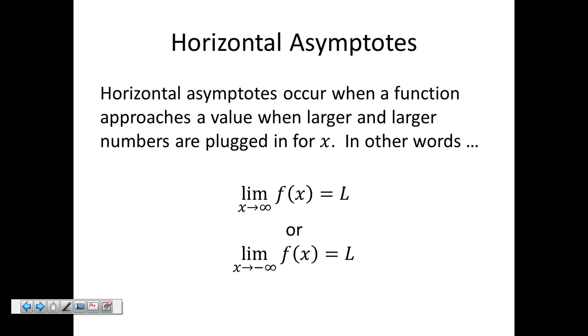So that limit as x approaches infinity means way over to the right of our graph. Or the limit as x approaches negative infinity, that means way over in the left of our graph. And it's totally possible for these limits to equal a number. We'll take a look at some.